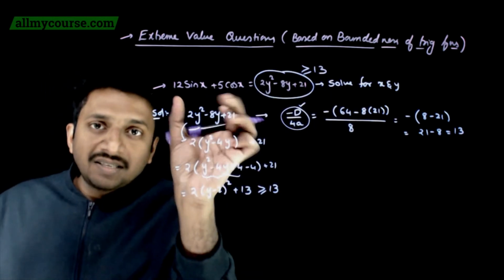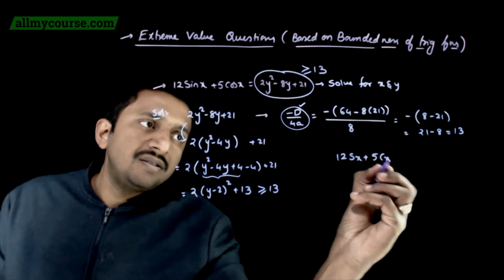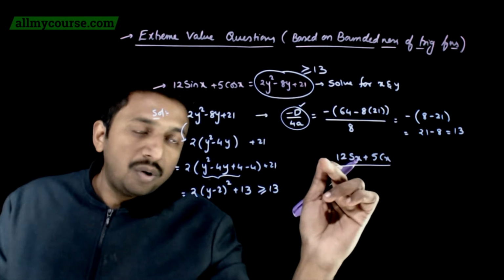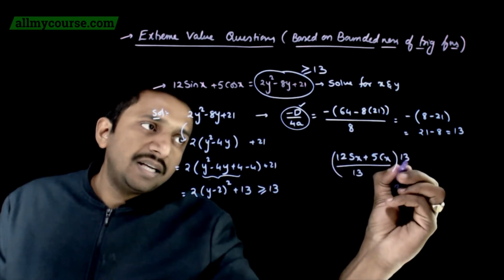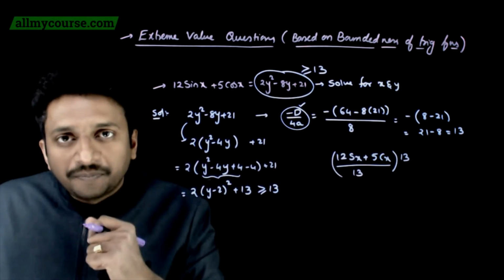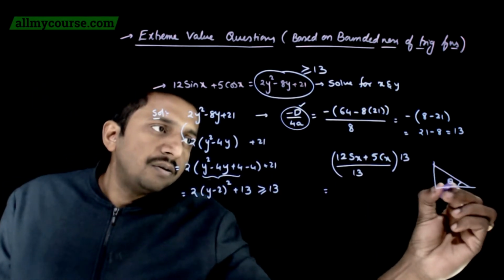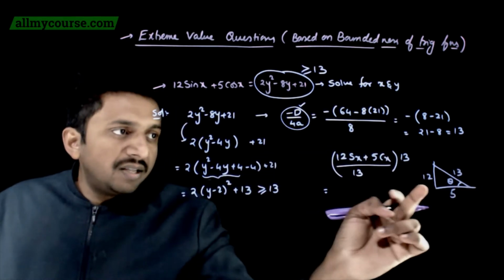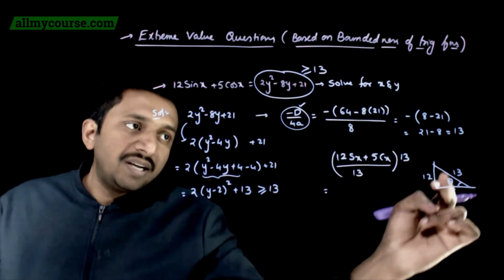Now let us analyze the LHS. 12 sin x plus 5 cos x. This is of the form a sin x plus b cos x. So we usually divide this by root of a square plus b square. That is 13 and 13. Root of 12 square plus 5 square is 13. So now if you draw a triangle whose sides are 12 and 5, the hypotenuse becomes 13. So 12 out of 13 is nothing but sin theta. 5 out of 13 is cos theta.